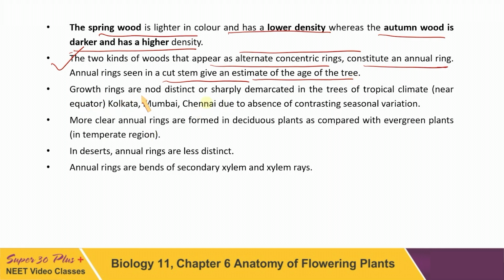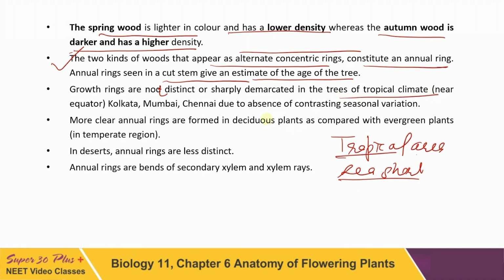Growth rings are not distinct in places where the seasons are not formed or not distinct, for example tropical areas, or near the seashore in our country, such as Mumbai, Calcutta or Chennai. So here the seasons are not formed. The seasons or climatic conditions are almost the same throughout. Therefore, the cambium activity will not change. It almost remains the same throughout the year, and therefore annual rings are not formed in such places.